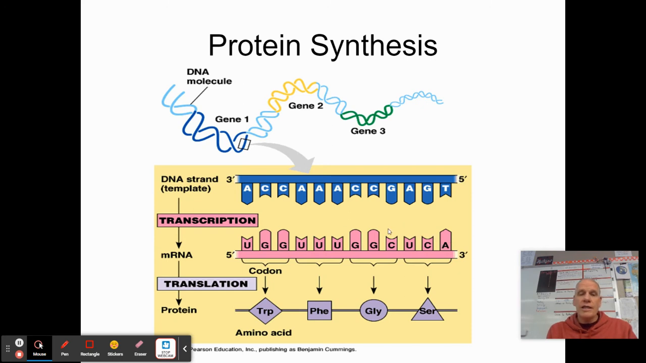Okay, so just looking at that as our base pairing rules, it takes 3 nucleotides, which is called 3 RNA nucleotides, to code for a single amino acid. Those 3 nucleotides together are called codons. Okay, and here we have 12 nucleotides, i.e. 4 codons, which code for 4 amino acids: tryptophan, phenylalanine, glycine, and serine.